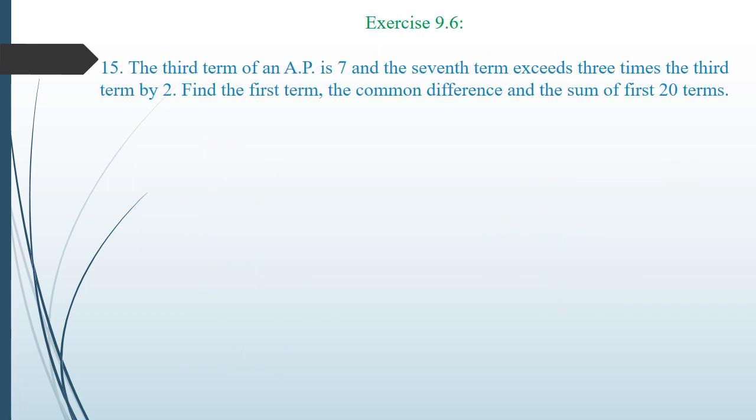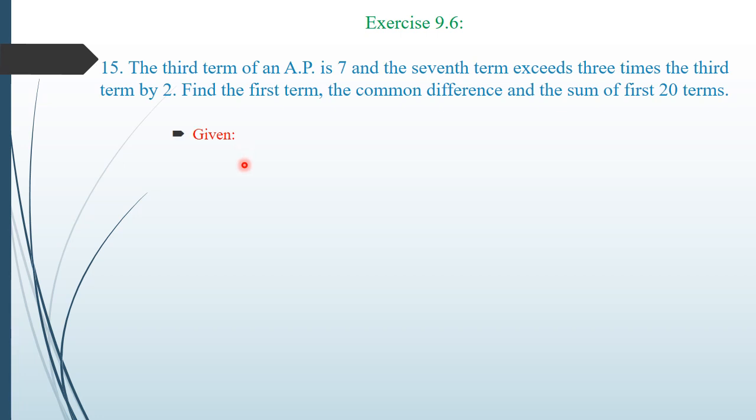Next question is question number 15, which says the third term of an AP is 7 and the seventh term exceeds 3 times the third term by 2. Then find the first term, the common difference, and the sum of first 20 terms. Let us look into the solution, how we can go ahead.